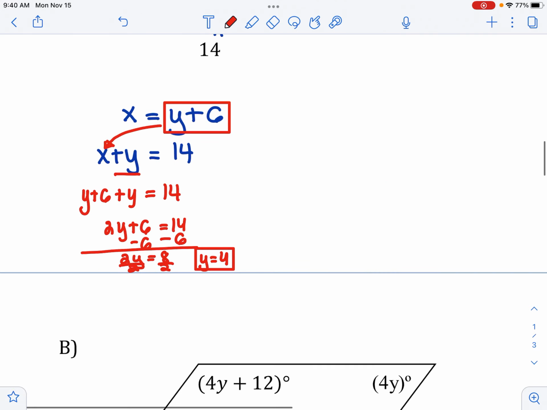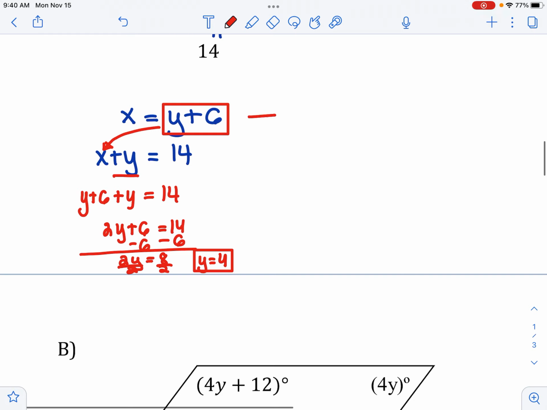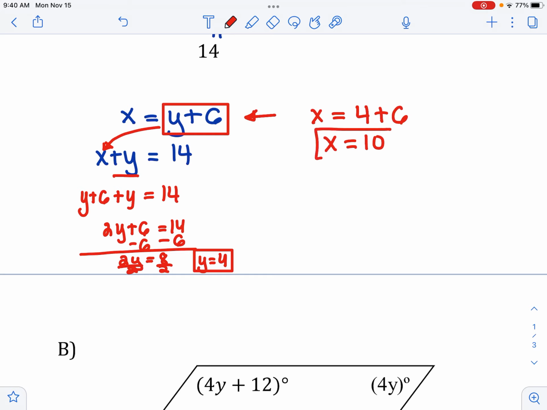Now we need to solve for x. To solve for x, we can go back to either one of our equations. I'm going to go back to this one. I know x is the same thing as y plus 6. So I'm going to do 4 plus 6. And I get x is 10.